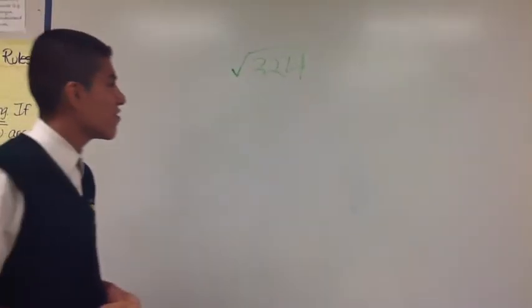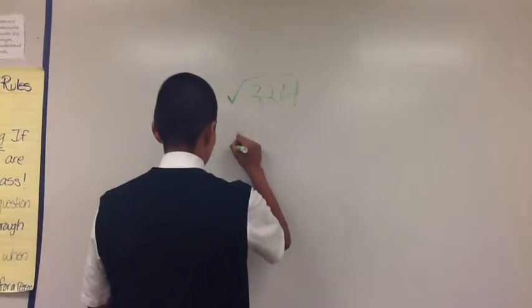The square root of 324 is 18 because 18 times 18.